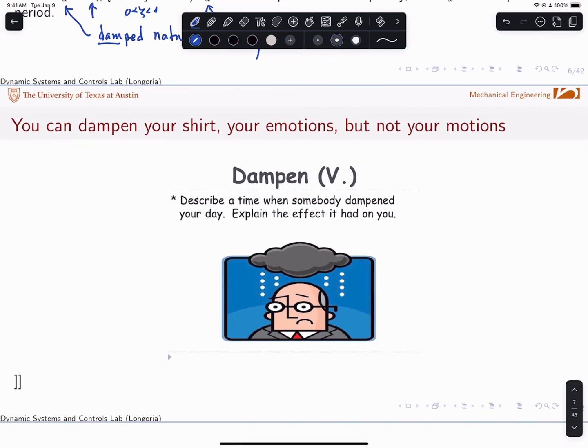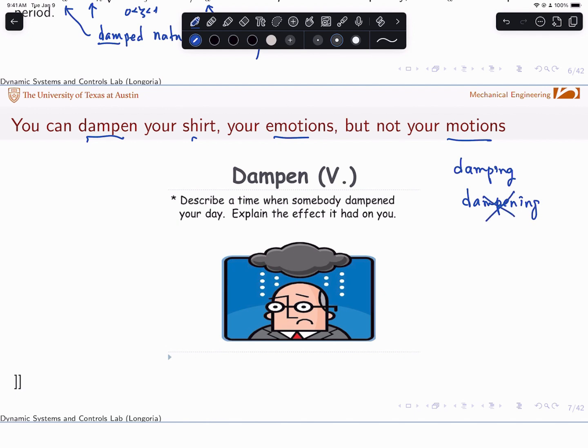Just my own rant on notation. I like to say you can dampen your shirt or your emotions, but not motions. Mechanical engineers, or engineers and physicists, we use the word damping, right, not dampening, for motions. So try to make an effort to use damping.